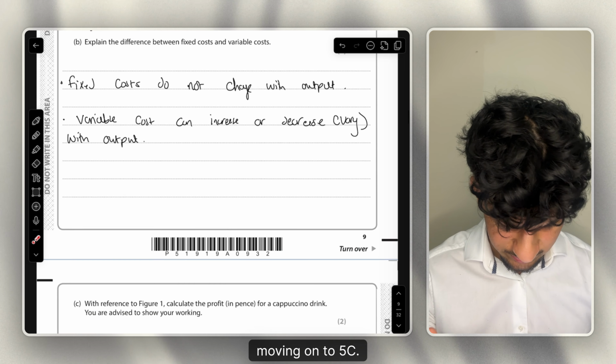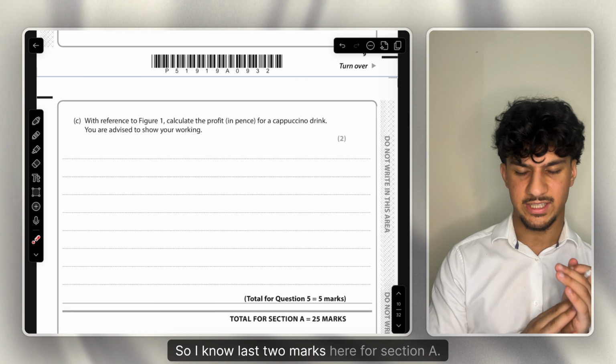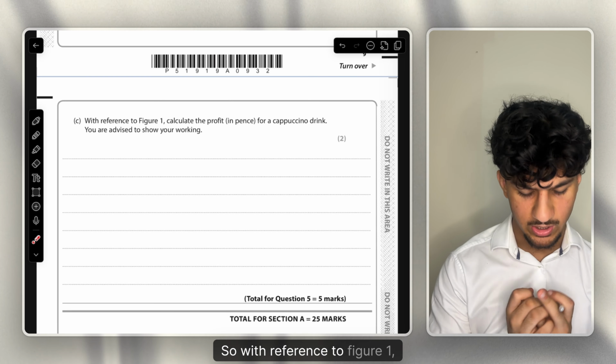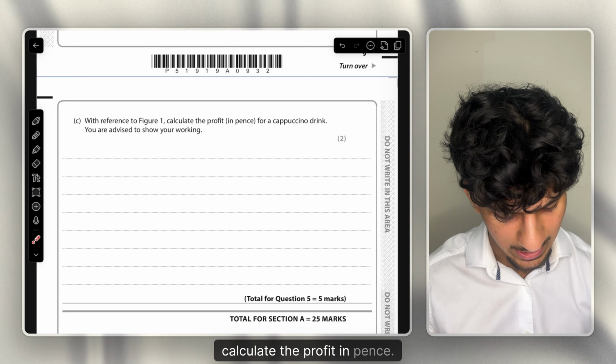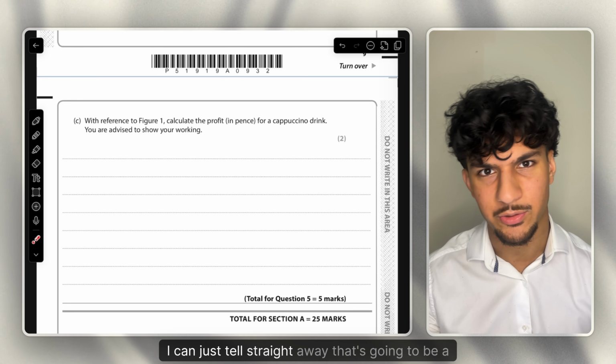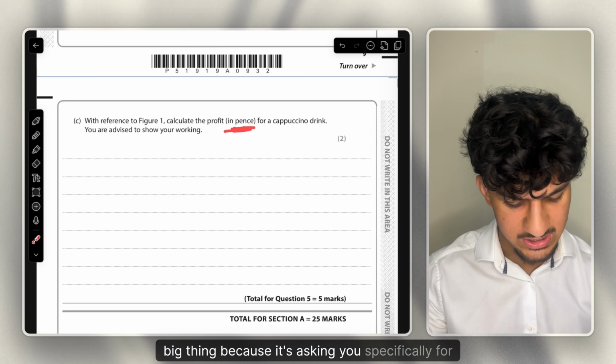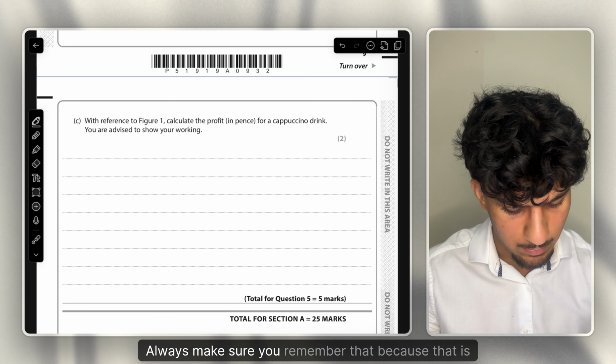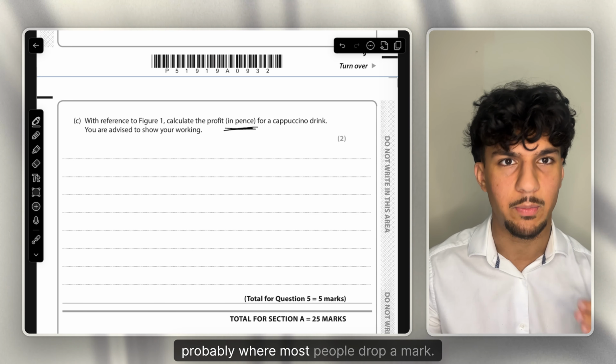Moving on to 5c. So I know, last 2 marks here for section A. With reference to figure 1, calculate the profit in pence, and I can tell straight away that's going to be a big thing, because if it's asking you specifically for some units, always make sure you remember that, because that is probably where most people will drop a mark.